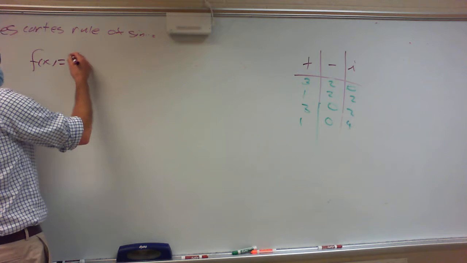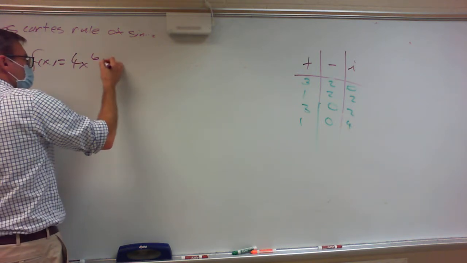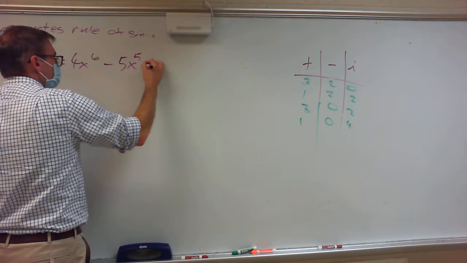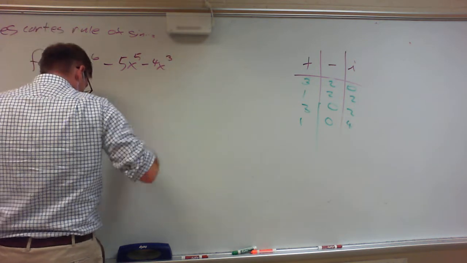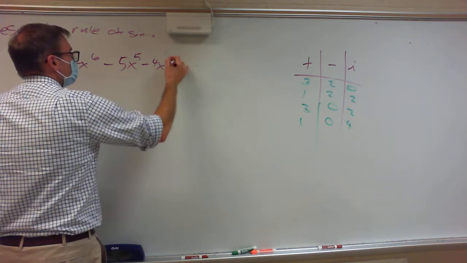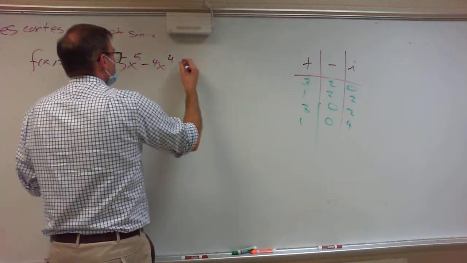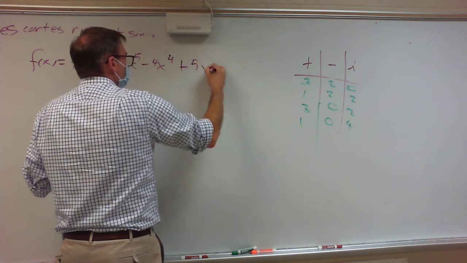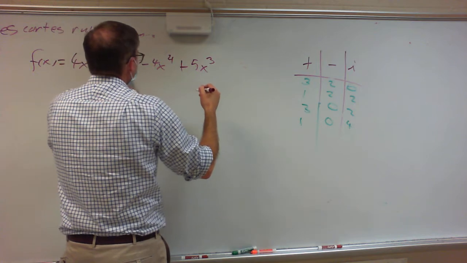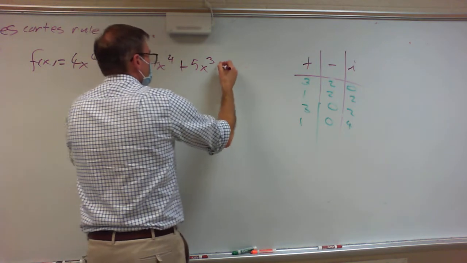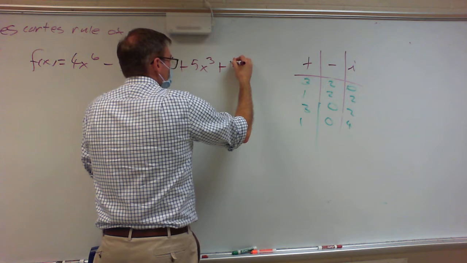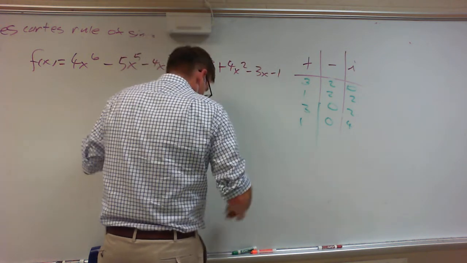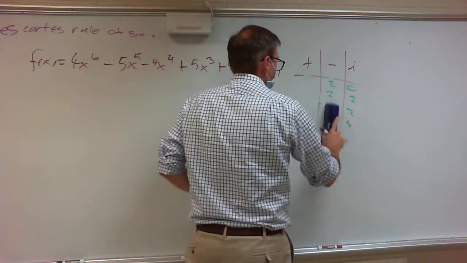So let's have 4x to the 6th minus 5x to the 5th minus 4x to the 4th plus 5x cubed plus 4x squared minus 3x minus 1. Okay.